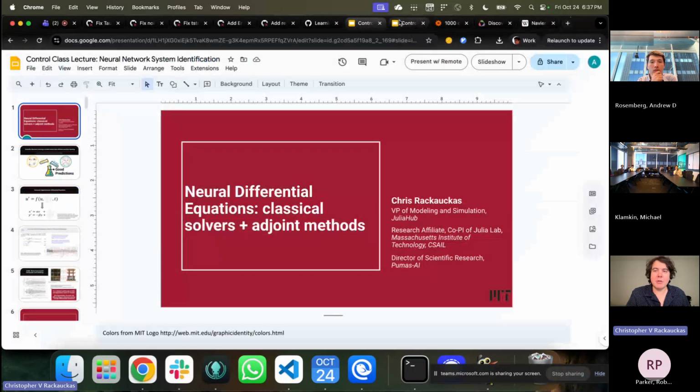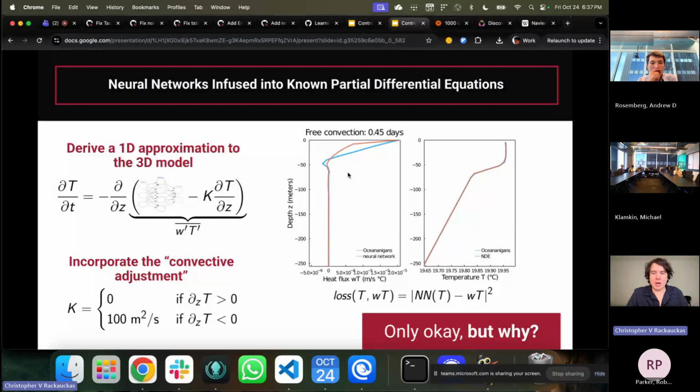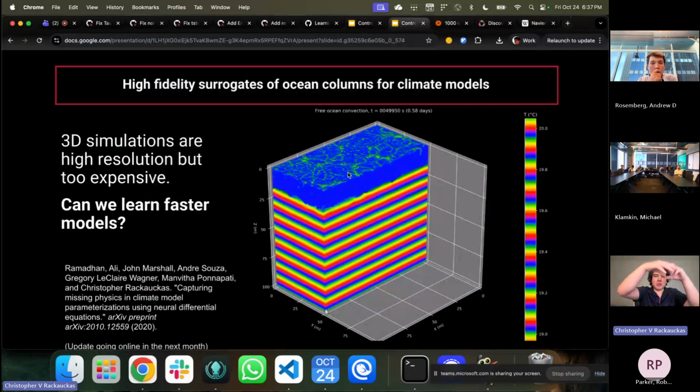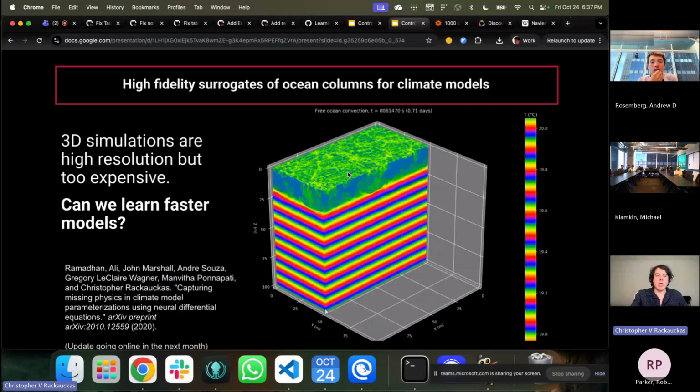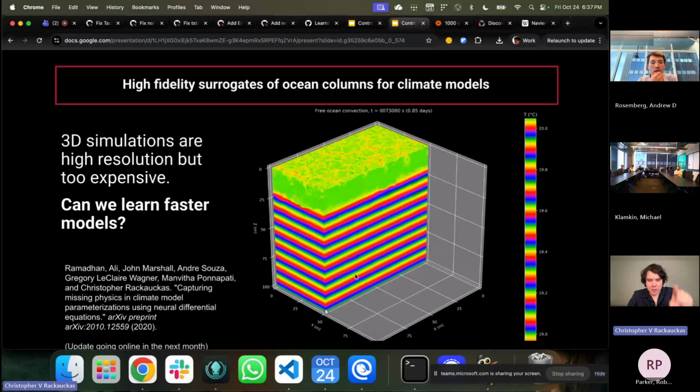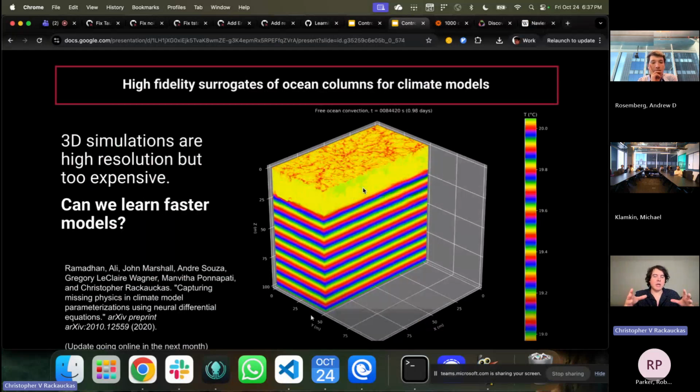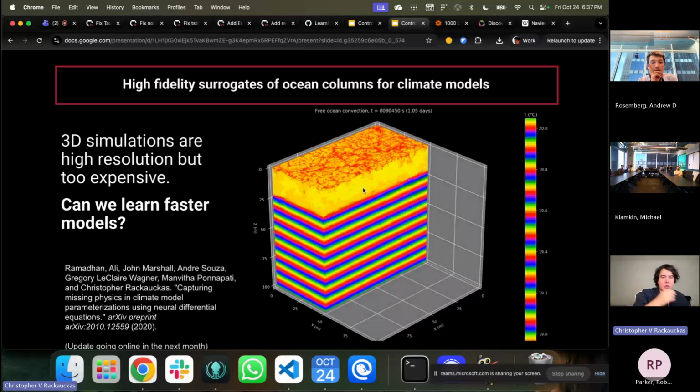But we want to represent it in a lower dimension, right? We want to be able to take this object, which is a three-dimensional ocean model, which has all this kind of chaotic stuff moving along. And what we want to do in this case is say, I just want to know how heat flows up and down in the column. So I want to take a three-dimensional partial differential equation, and I want to approximate it by a one-dimensional partial differential equation. So how can I do that?